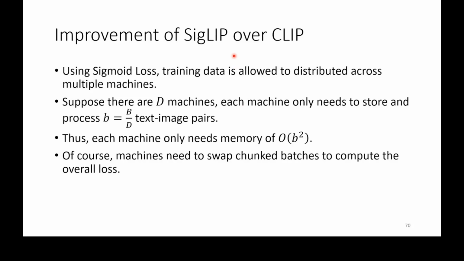It used sigmoid loss to replace the softmax loss. So what is the advantage? The advantage is they can improve the computational efficiency. Okay, let me explain why.